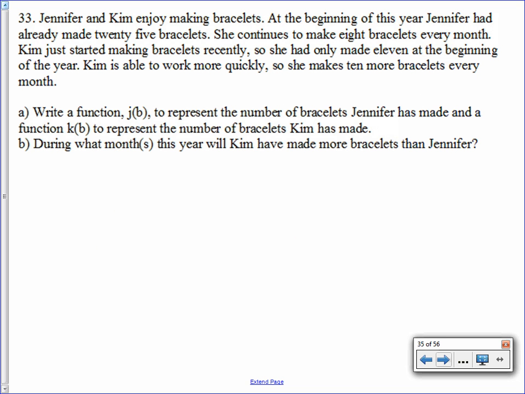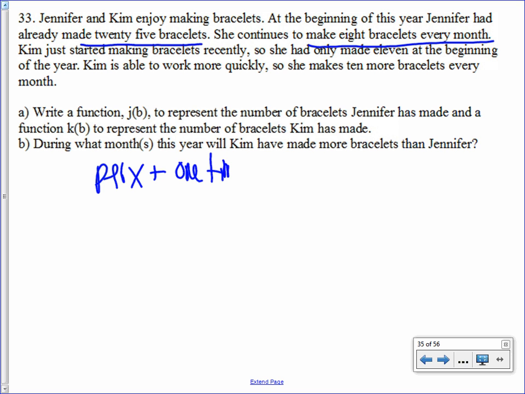Ooh, Jennifer and Kim enjoy making bracelets. At the beginning of this year, Jennifer had already made 25 bracelets. So Jennifer has already made 25 bracelets. She continues to make 8 bracelets every month. Every month, per month, each month. Per X plus the one-time fee.